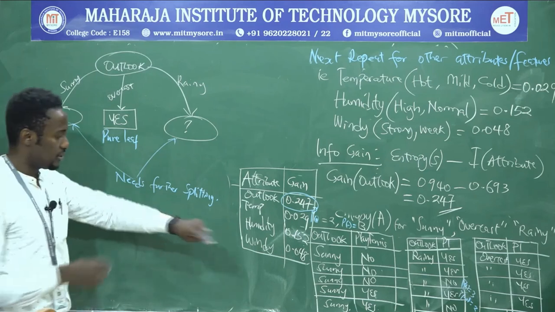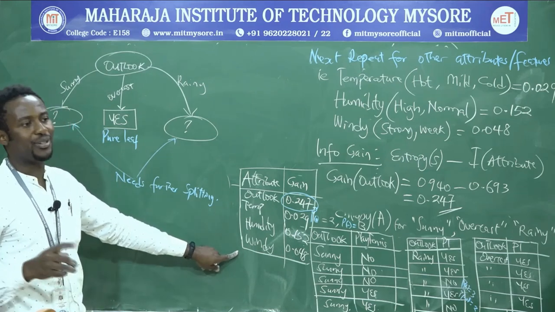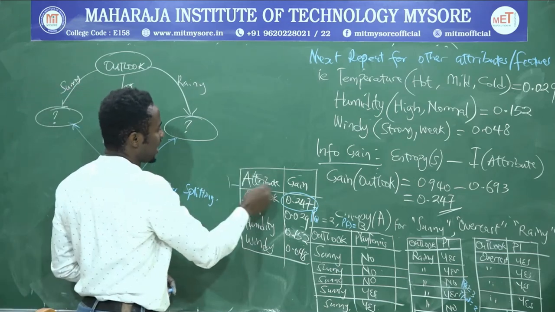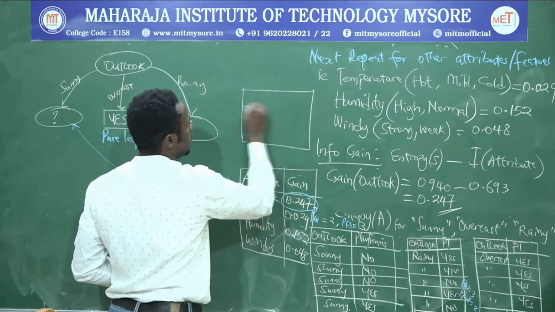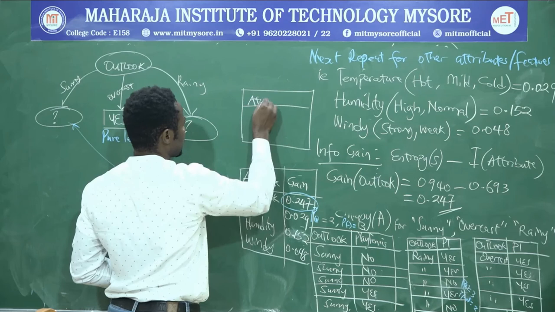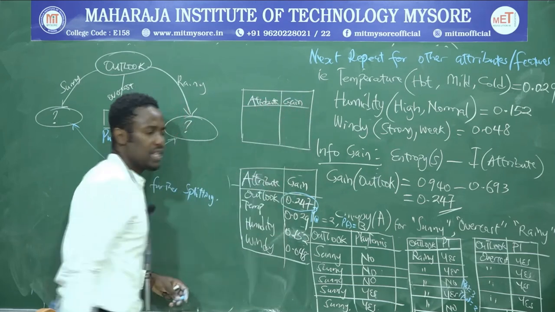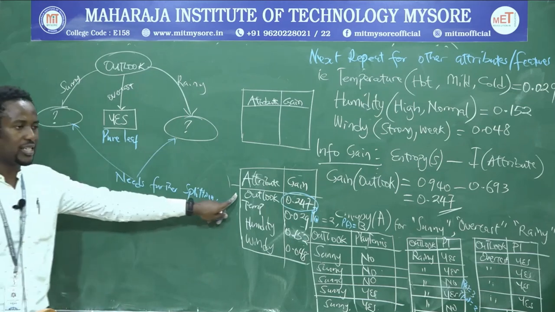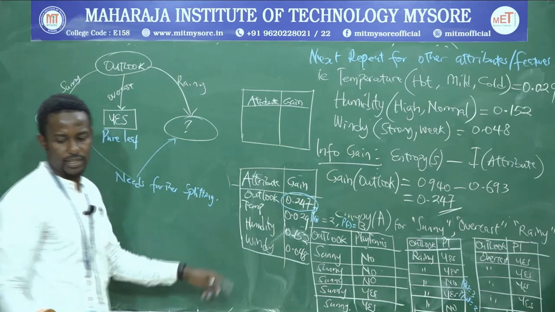So this was the first table, table 1. The next table will look like this, attributes and gain. I'm just giving the values so that we finish the tree, okay? What are the attributes now? Don't tell me outlook. Outlook is out already, right? So we have temperature, humidity, and windy.